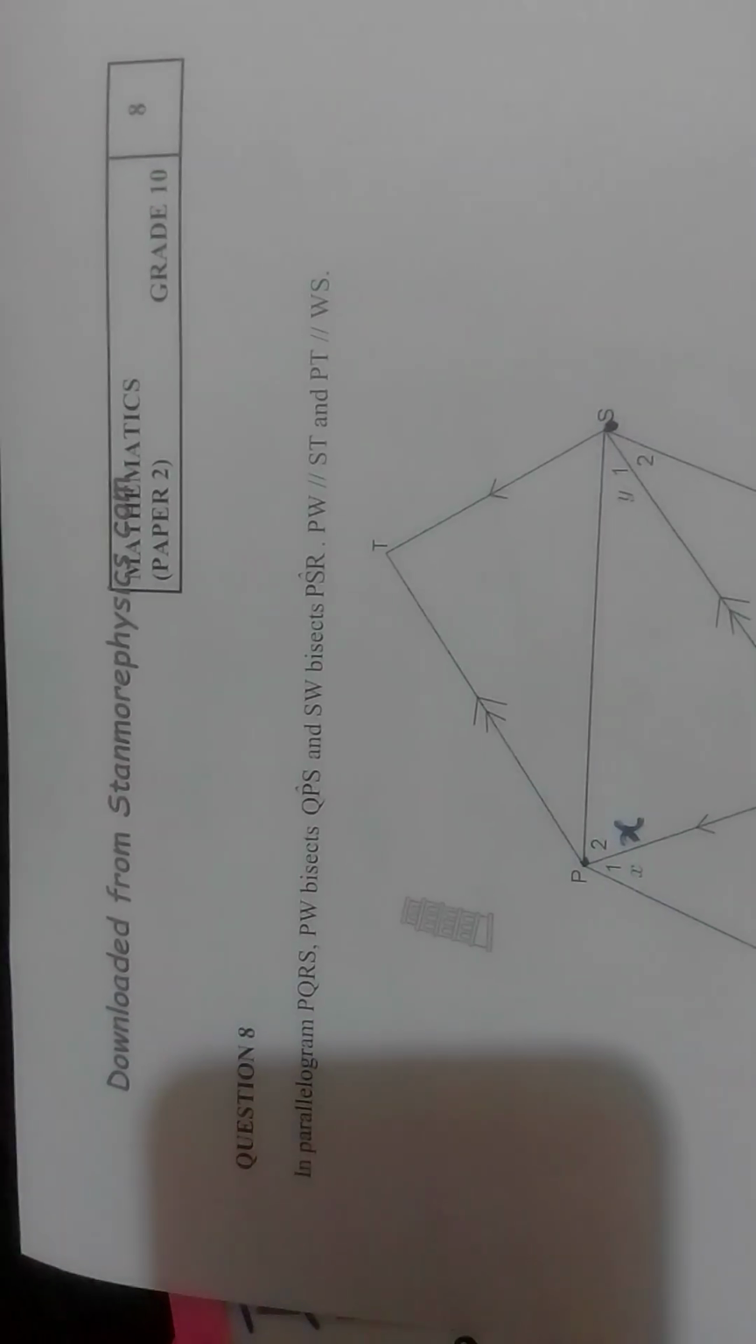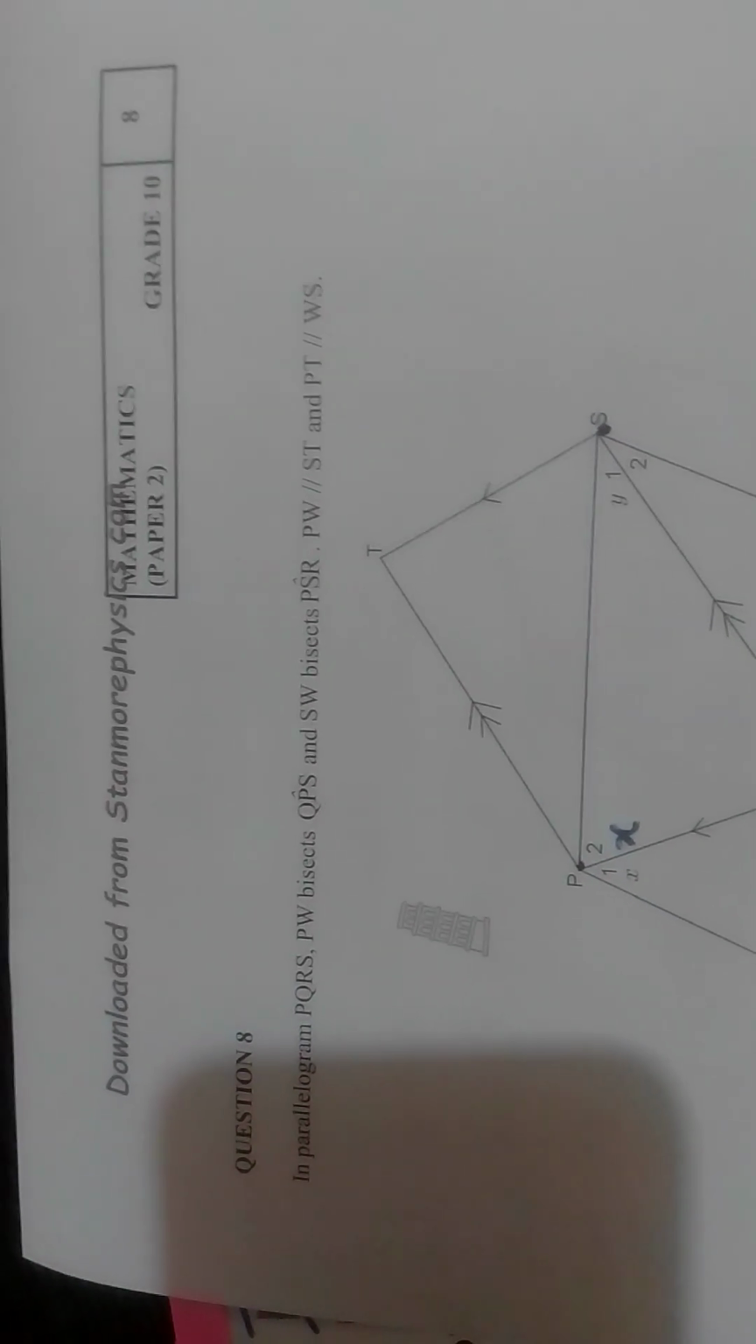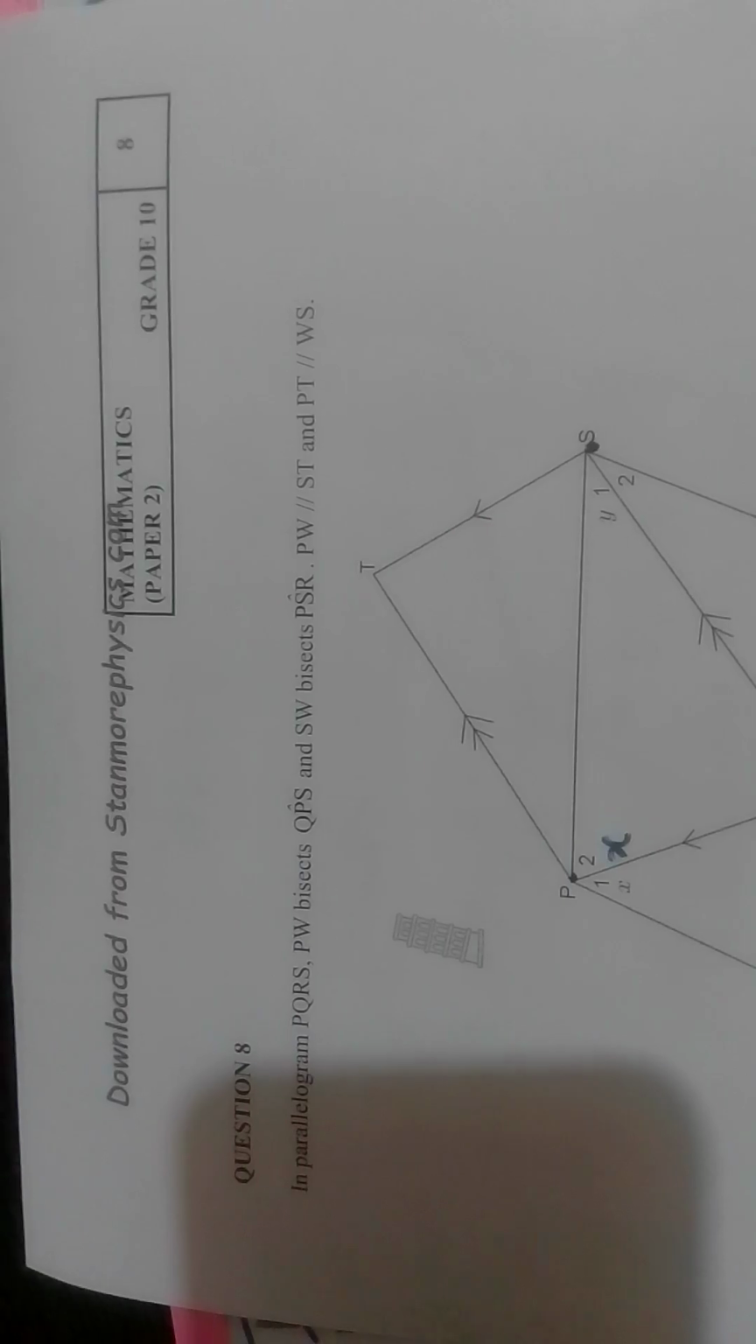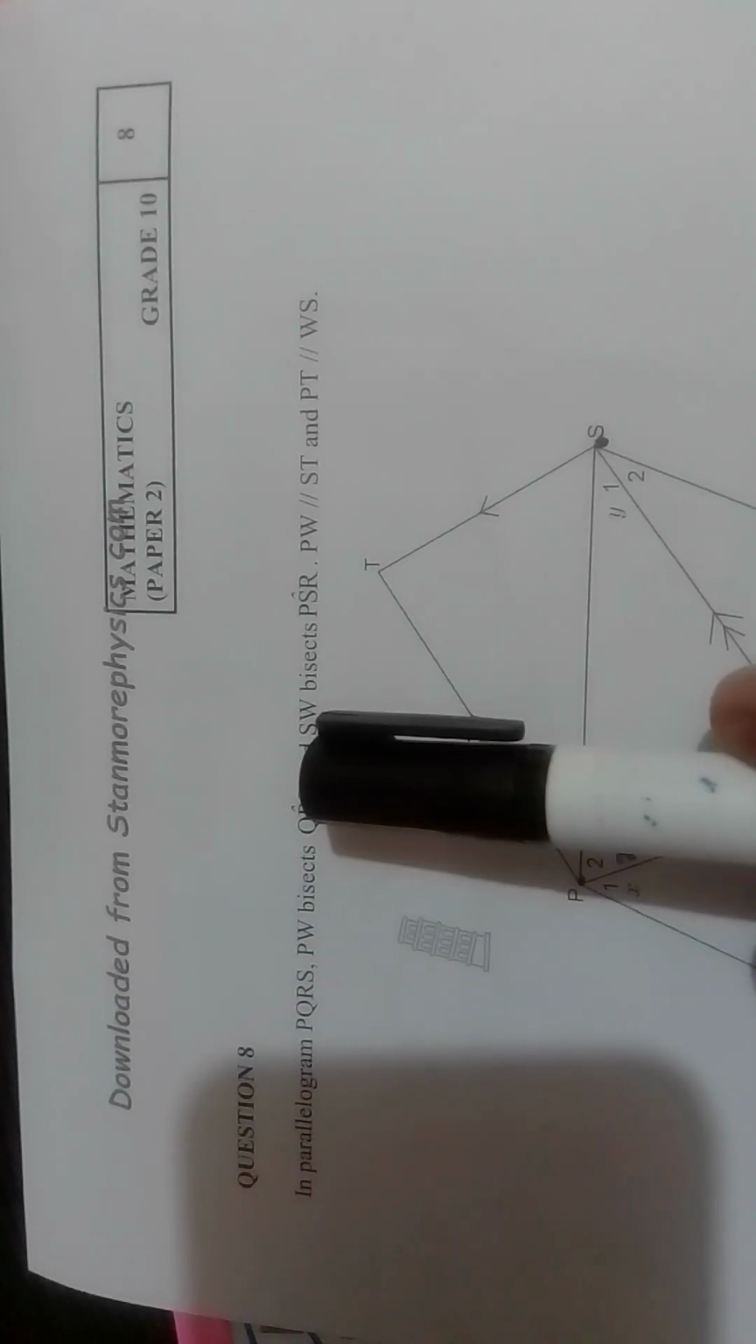Alright, in this video we're going to deal with a past exam paper that was written back in 2022, Gauteng Province, November 2022. So we are dealing with what? Euclidean geometry. And we are told that in parallelogram PQRS, PW bisects angle QPS. So what do we have?